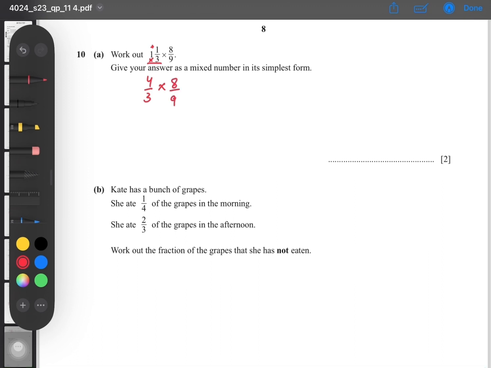There is no cancellation step, so I'm just going to multiply directly. 4 times 8 is 32. 3 times 9 is 27. So this is the improper fraction. We need to do the division to convert it into a mixed number. 27 times 1 is 27 and 5 is the remainder. So it is 1 whole 5 over 27.